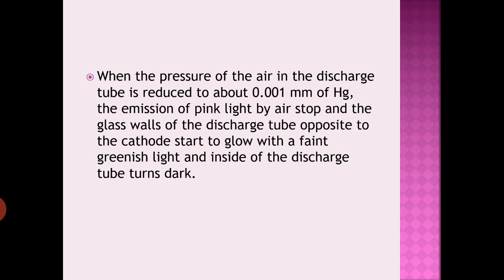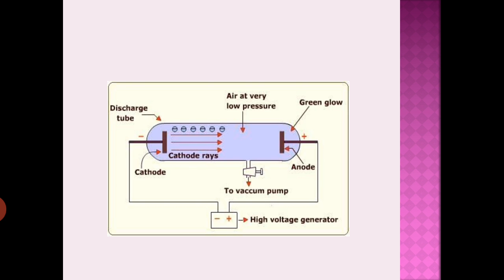Now, in 1879, William Crookes showed that when an electrical discharge at very high voltage is passed through a gas at 0.01 mm of mercury pressure, the glass wall of the discharge tube opposite to the cathode begins to glow. For this we need to first see the experimental setup. You can see a discharge tube, 60 centimeter long. Two metallic electrodes are placed at the two ends of the discharge tube. One is the anode and one is the cathode. The positive is the anode and the negative is the cathode.